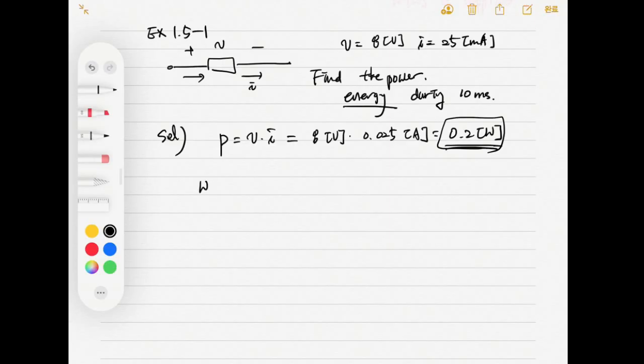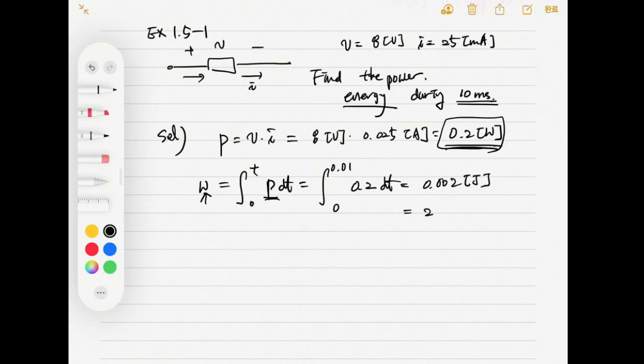And this is energy. Energy will be written as W, for work. W is the integral of P dt, because P is the rate of the work. So the work is the integral of P. In this problem the time is limited to 10 milliseconds, 0 to 0.01. P is 0.2, integrating dt gives 0.002. The unit of that is joule. So in other words, 2 millijoule.